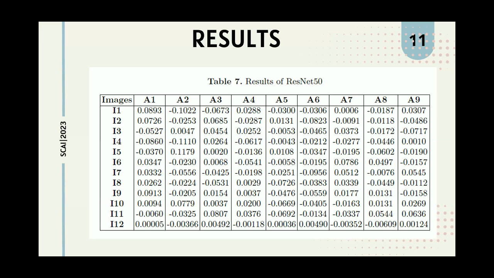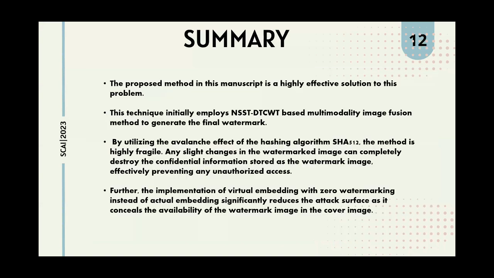So the NC values are very low. They are 0.08, 0.07, very much less than 1. That means after performing this attack, we are really unable to retrieve the actual image. So this is fulfilling the main purpose of fragile watermarking. Finally, we can say that the proposed method in this manuscript is a highly effective solution to this problem.